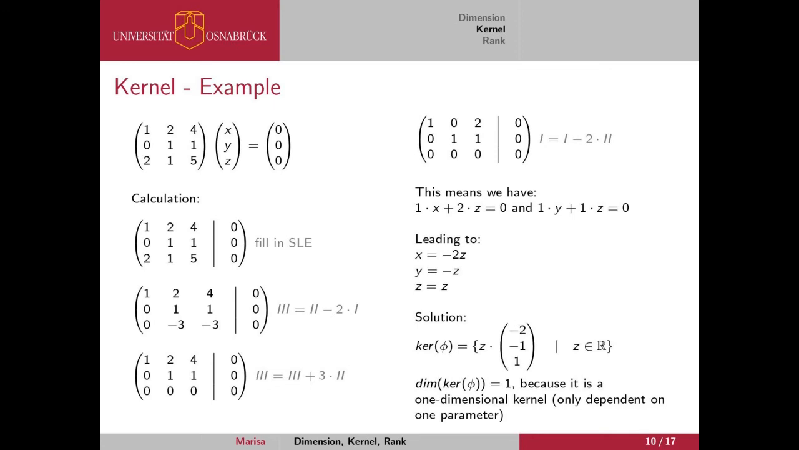And this leads to x equals minus 2z, and y equals minus z, and z equals simply z. So we can use any z here actually. And therefore the solution for the kernel is that the kernel of phi equals z, or any variable that you could name here, times (minus 2, minus 1, 1). And this holds for any z that is an element of the real numbers. And the dimension of this kernel would be 1, because it is a one-dimensional kernel, because it only depends on one parameter, which is denoted as z here.